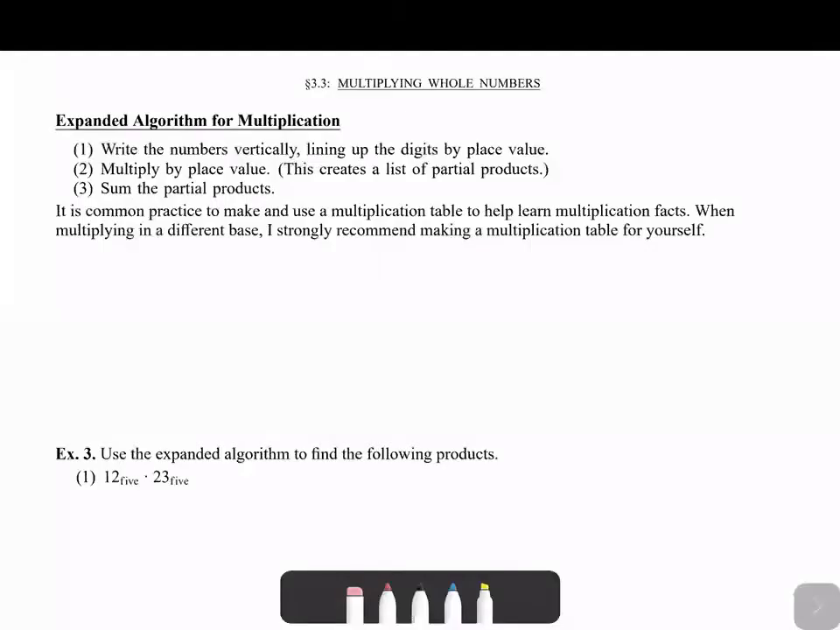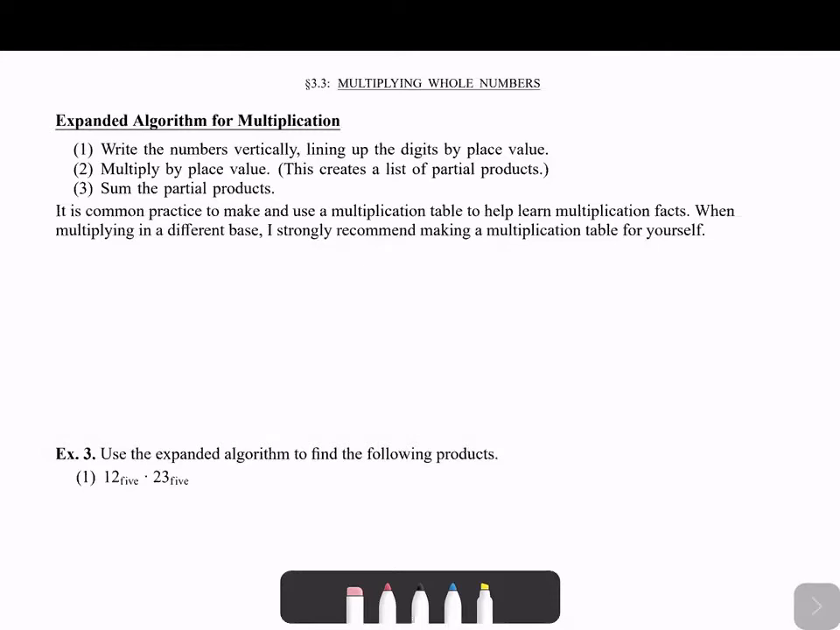Hi everyone, so this is the video where we start talking about the algorithms for multiplication. Just like with addition, we have the same two names of algorithms: an expanded algorithm and a standard algorithm. We will start talking about the expanded algorithm.